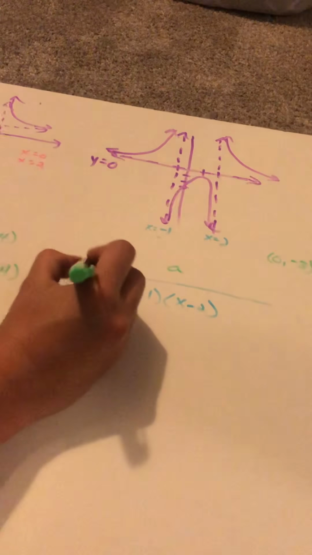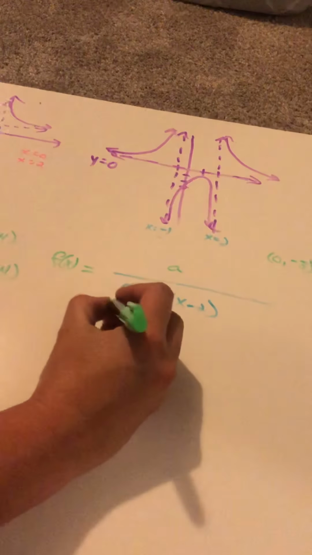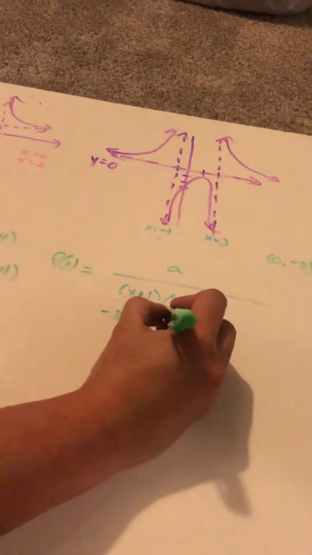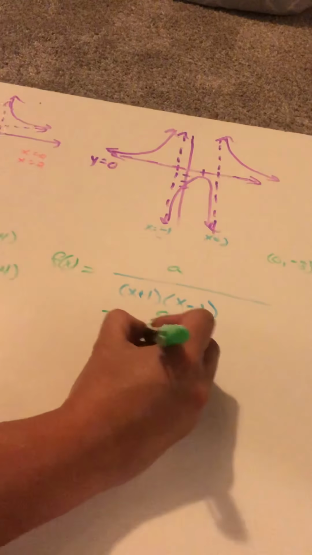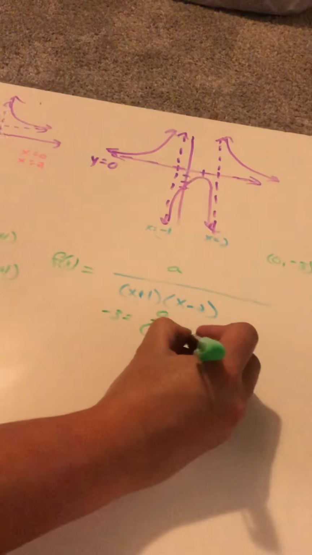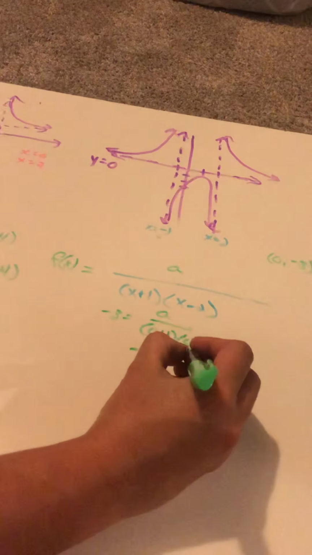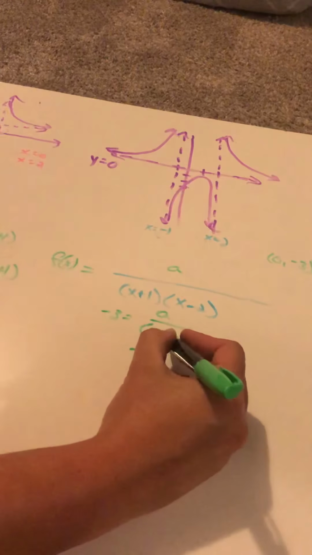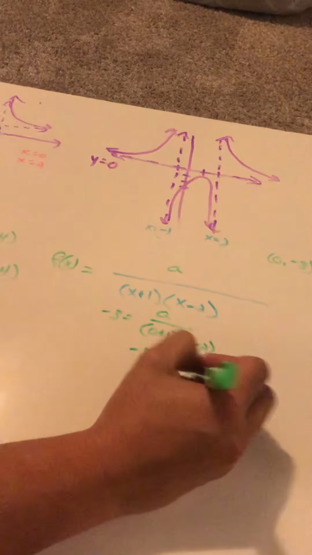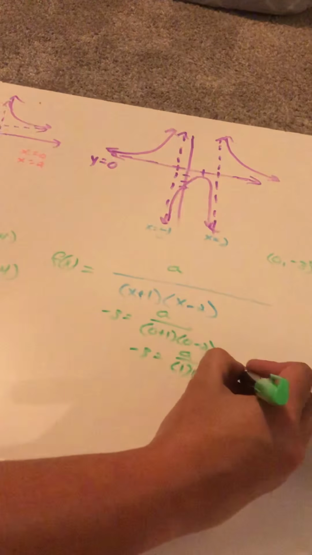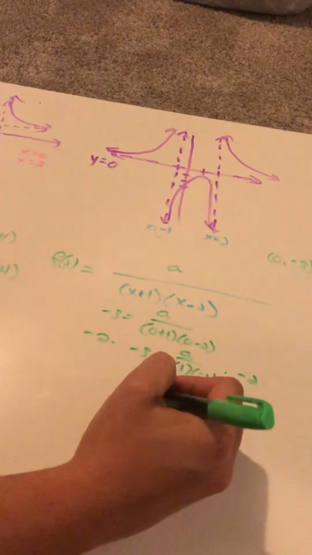So we're going to set that up, because this is technically equal to f of x, which is just your y. So I'll take -3, and I'll set it equal to a over, and I'll plug a 0 in for these x's. So 0 + 1, 0 - 2. Solving that out, that would give me a over 1 times -2. So this would give me -2 on the bottom. So I'll multiply by -2 to both sides, and you get a is equal to +6.